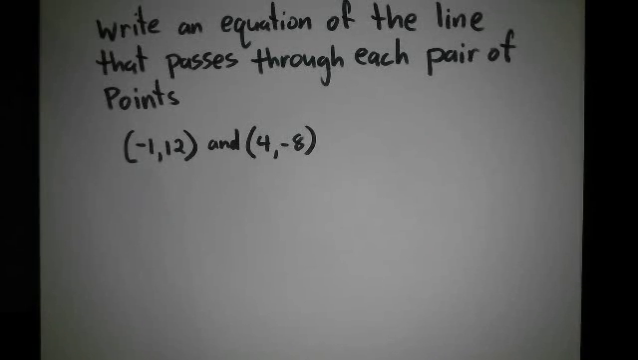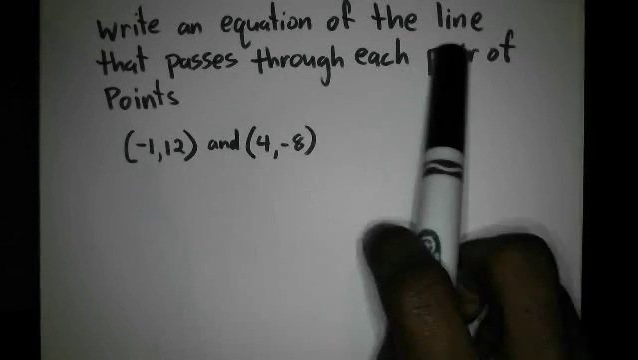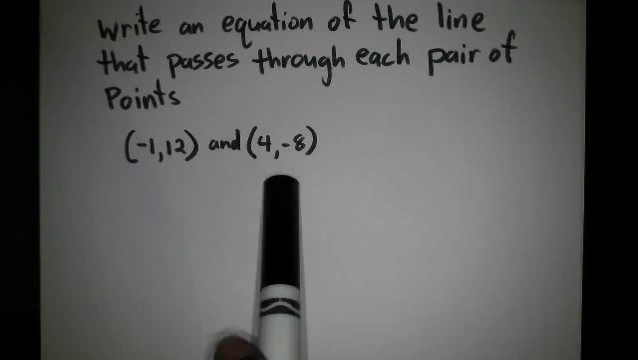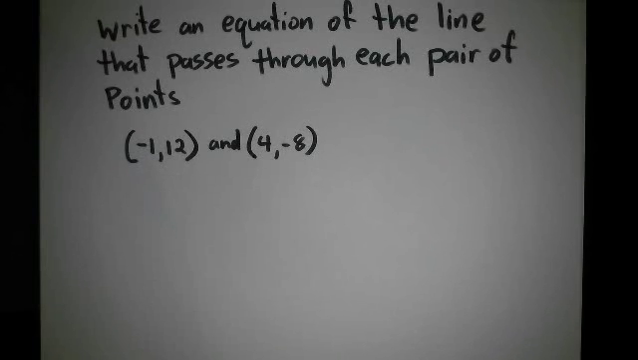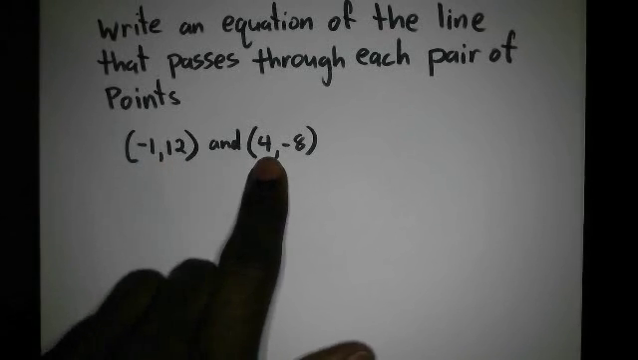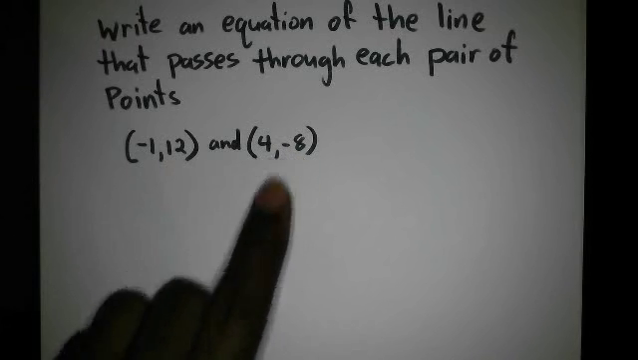Now we're going to go ahead and continue with writing an equation in slope-intercept form. What we're going to do is write an equation of a line that passes through each pair of points. These are the 2 points that it passes through. So keep in mind, writing an equation of a line that passes through each pair of points. The first one is (-1, 12). The second point is (4, -8).